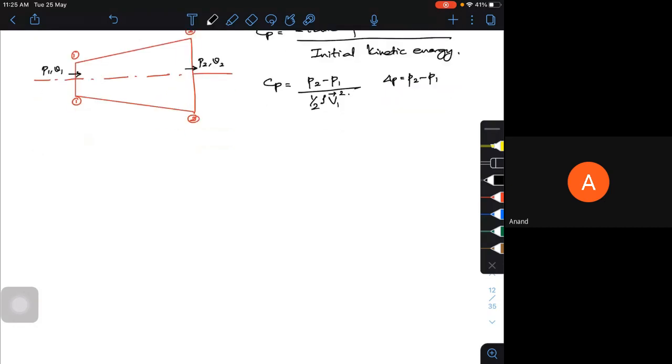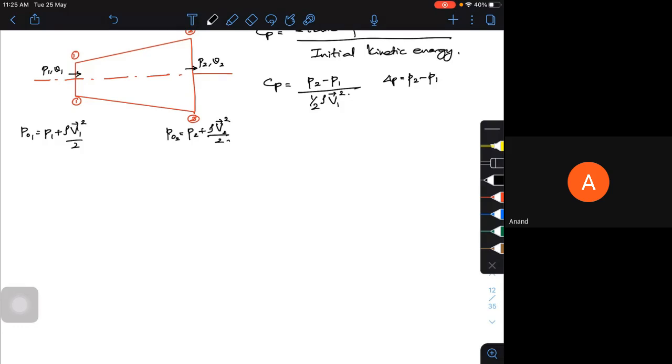Now, suppose there is a stagnation pressure at the inlet and a stagnation pressure at the outlet. I can write P naught 1 equal to P1 plus rho V1 square by 2. This is my stagnation pressure at the inlet, and P naught 2 is equal to P2 plus rho V2 square by 2. If I write in terms of stagnation values, V1 and V2 are the corresponding velocities at the inlet and exit of the diffuser.